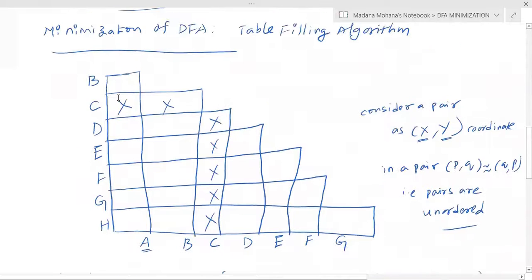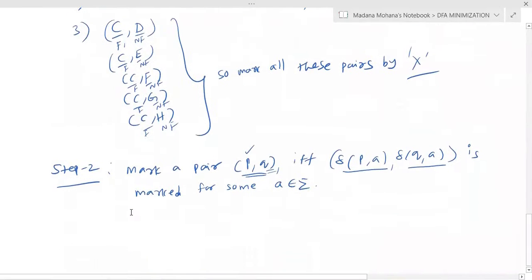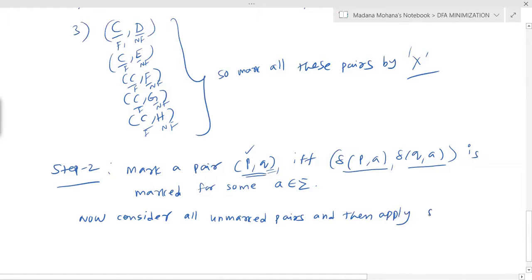Now with first column, state A combination, except A to C, remaining all are unmarked. So consider all the pairs and apply this rule. Now consider all unmarked pairs, and then apply step 2.